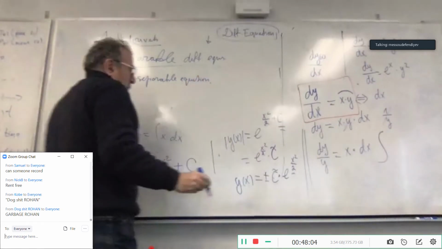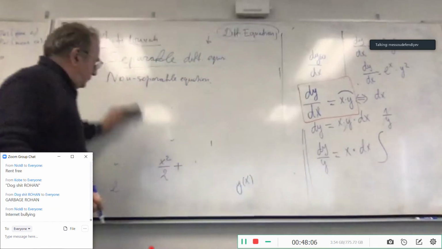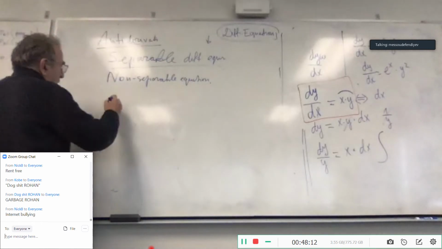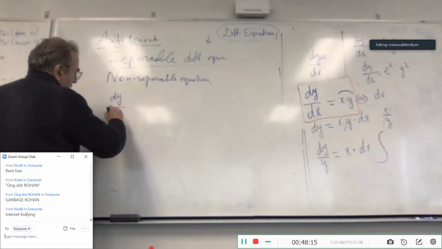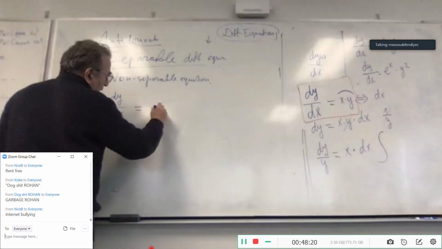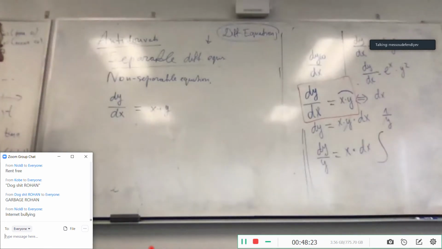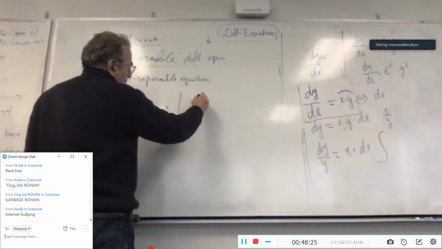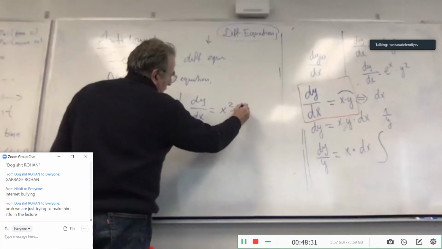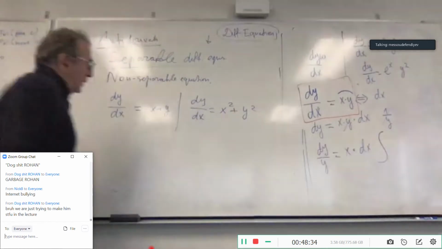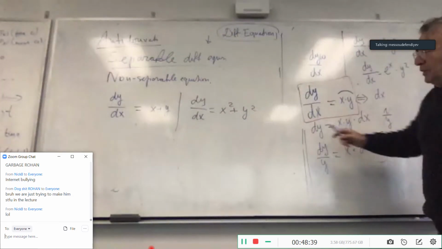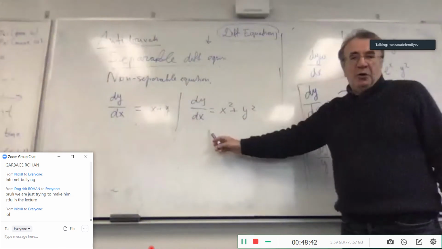For example, what is non-separable? Even a very simple equation, dy/dx equals x plus y, or dy/dx equals x squared plus y squared, or y cubed, any kind. If it's not a product, just a sum, the technique which I did before will not work.